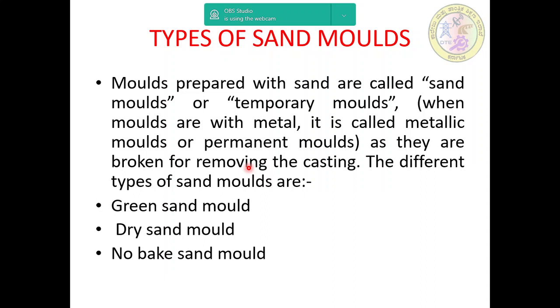Molds prepared with sand are called sand molds or temporary molds, and when molds are made with metal, they are called metallic molds or permanent molds, as sand molds are broken for removing the casting. The different types of sand molds are green sand mold, dry sand mold, and no bake sand molds. We will discuss one by one. First we will take green sand mold.